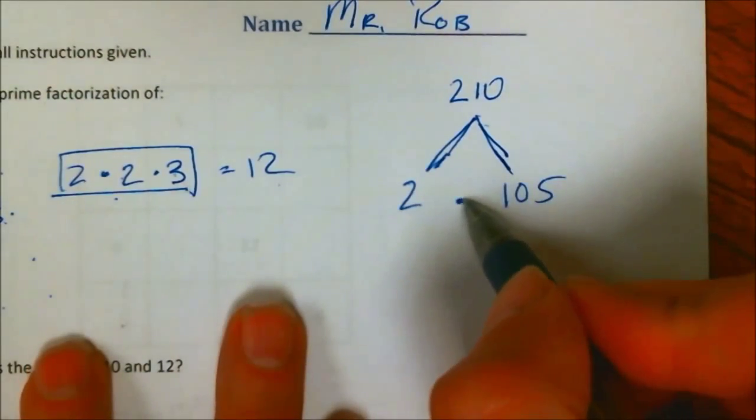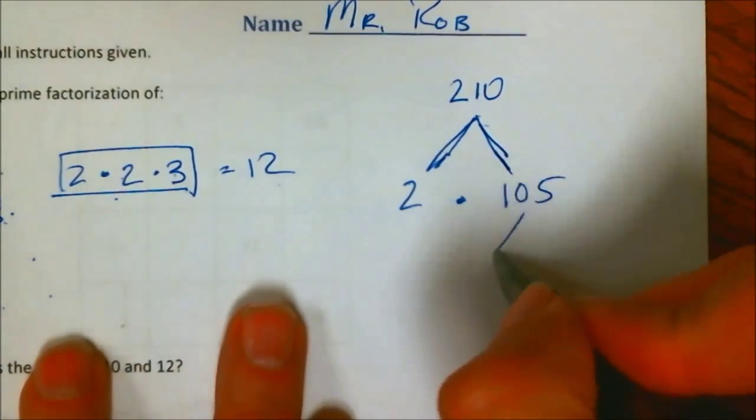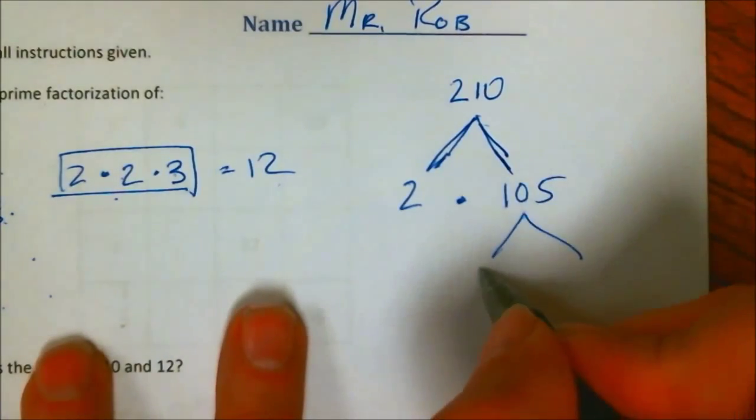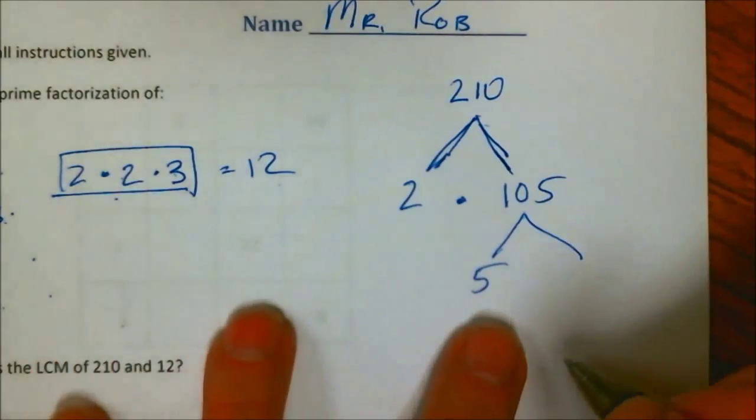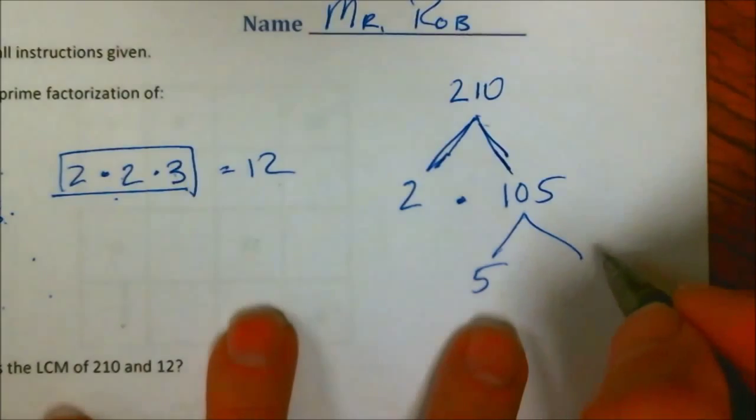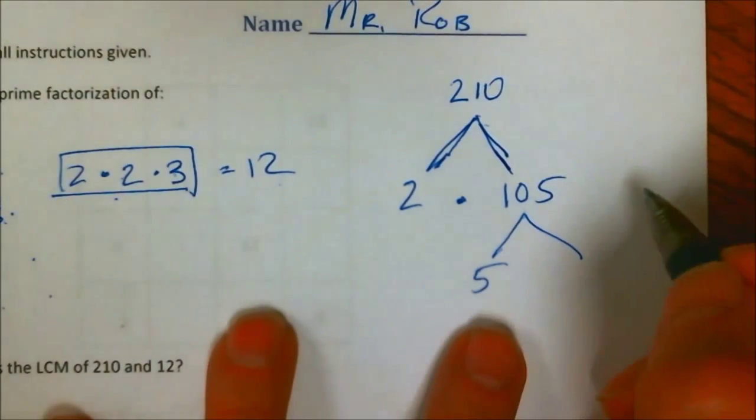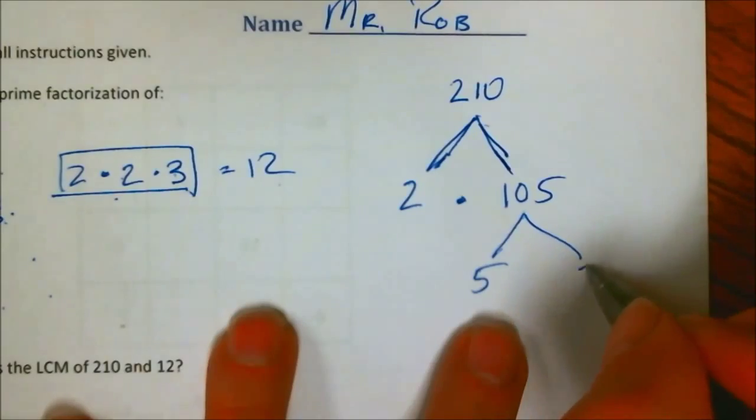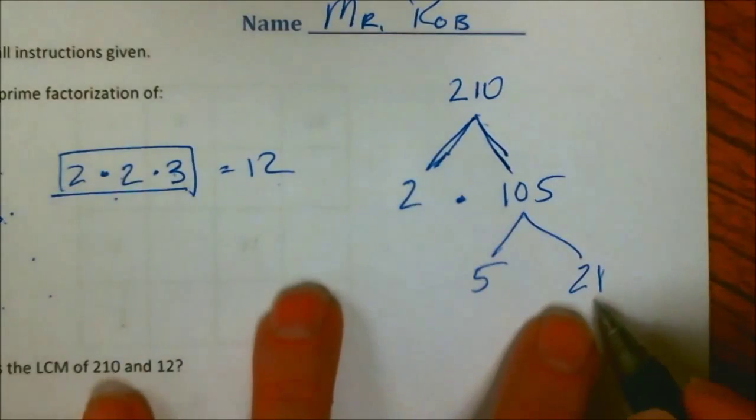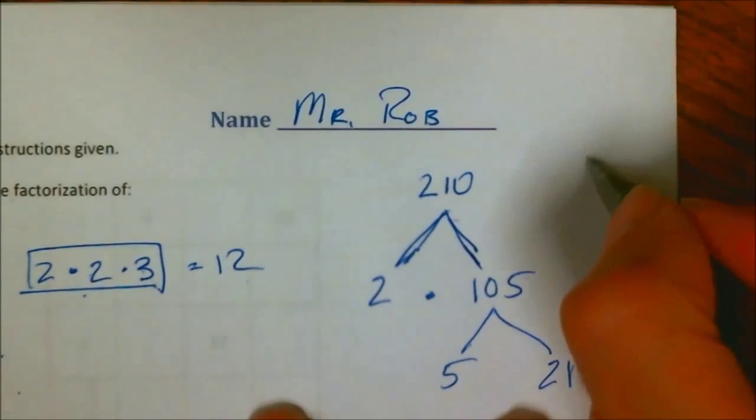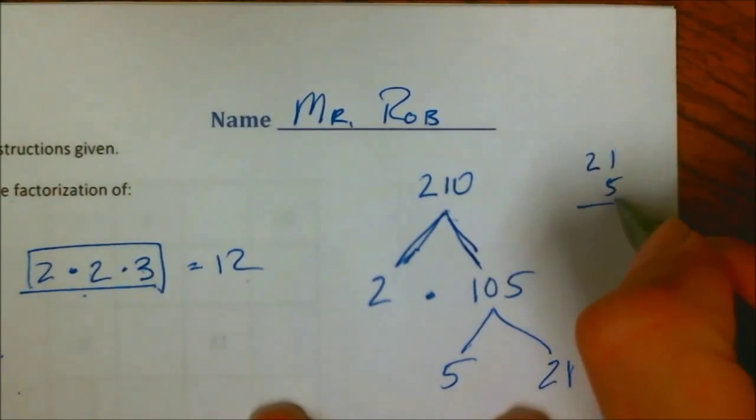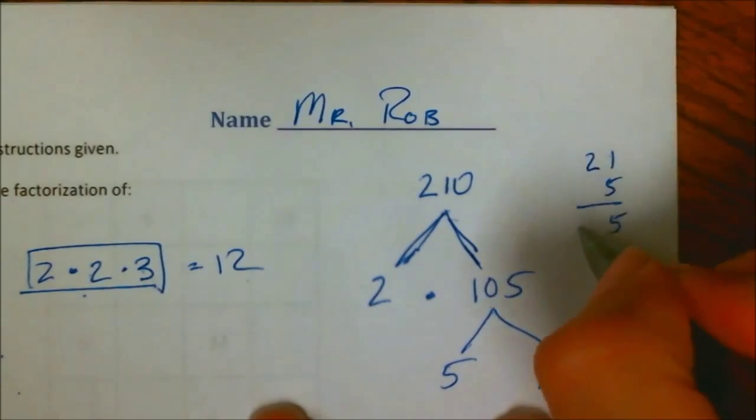2 times 105 is 210. I can take a 5 out of that, I know, because it ends in 5. 5 times, it's not 25. 5 times 20 is 100. So 5 times 21 gives me 105. And I can test that. 5 times 1 is 5. 5 times 2 is 10.